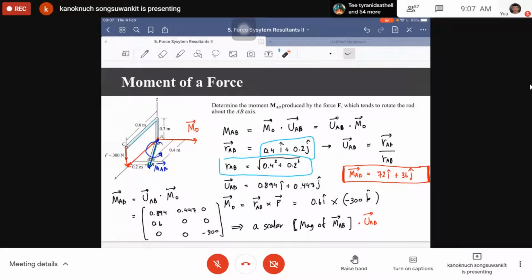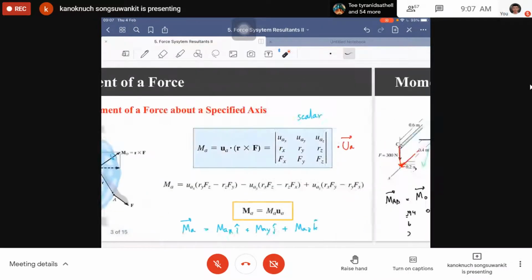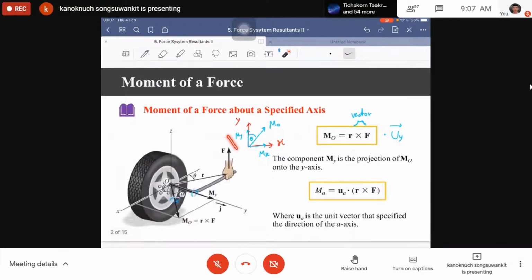Why do we have to learn to find the moment about any axis? Like the example I showed you in the first place, in real life you cannot rotate the moment along this axis, MO, because this nut can only rotate about its own axis, that is the y-axis. So sometimes you have to change from the moment that you can find into the moment along any axis.